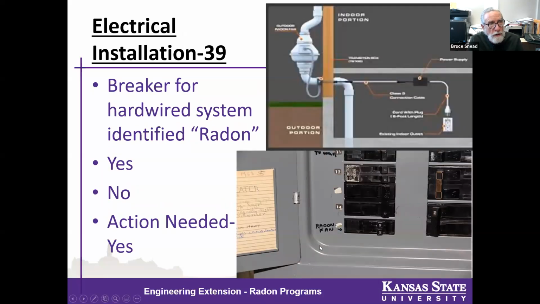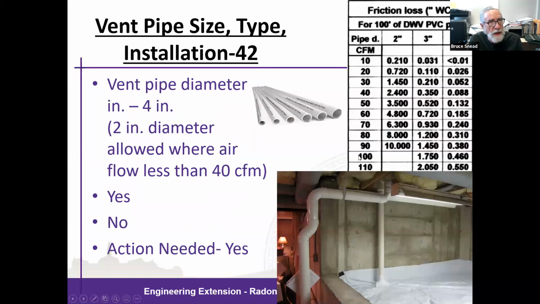Is the breaker, the circuit breaker in the electrical panel, identified as the radon fan circuit? This is important because if the circuit is off and the fan stops, radon levels can return to previous pre-mitigation levels within 12 to 24 hours after the system stops operating. So this is another standard that the labeling addresses on the electrical panel.